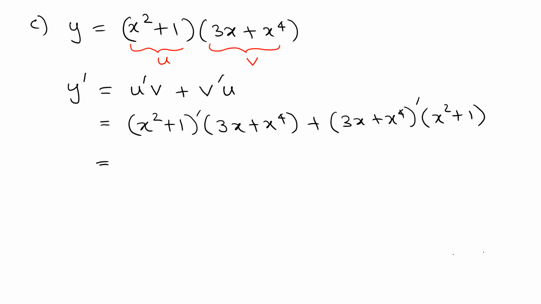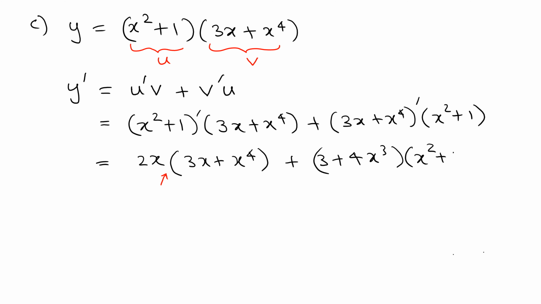The derivative of the first term is 2x plus 0, so we don't write it, times (3x plus x to the 4th). When you put the parenthesis, it means multiplication, so you really don't need to put the dot here. So plus, and then again the derivative of 3x is 3 plus 4x to the cube, times (x squared plus 1). So at this level we are done with the derivative. What we do now is just the algebra part. We're going to distribute the terms and combine like terms.